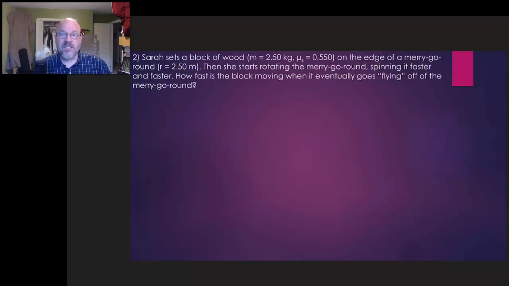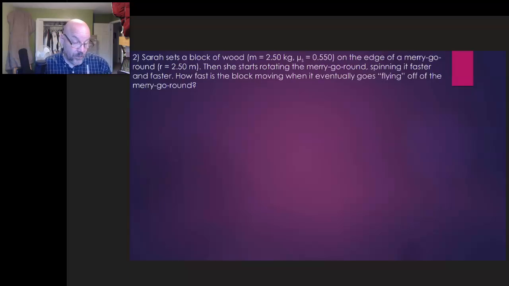All right, this is not too different than the one we just did. Sarah has got a block of wood and she puts it on the edge of a merry-go-round and starts rotating it faster and faster and faster. At some time, the block slips off and goes flying away from the merry-go-round. Our task here is to figure out what's that speed? How fast is it going to go flying?